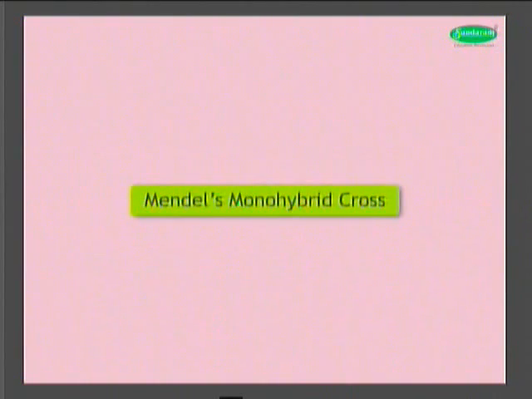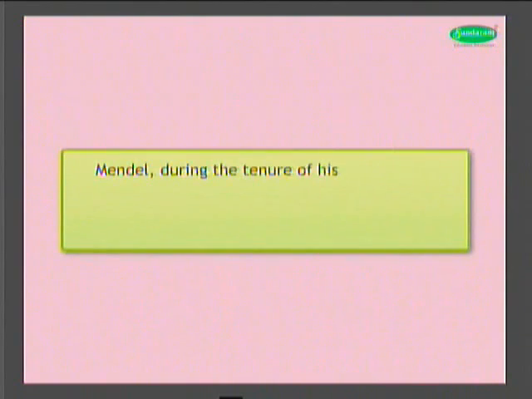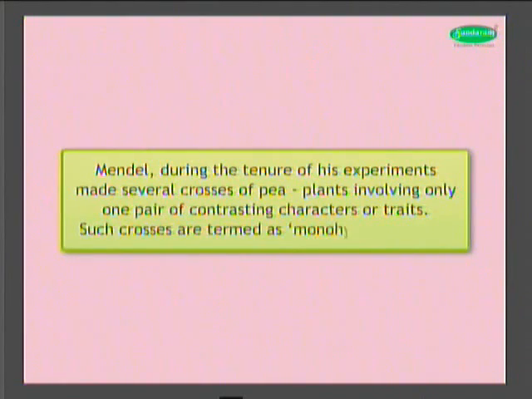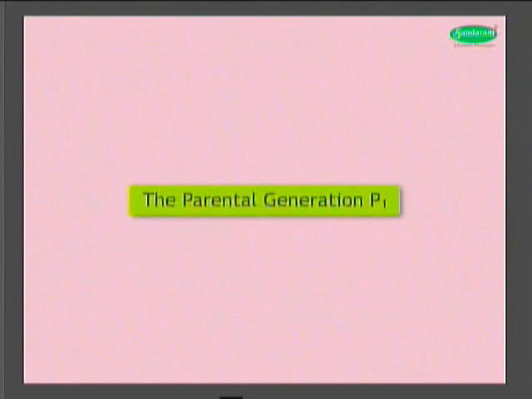Mendel's monohybrid cross. Mendel, during the tenure of his experiments, made several crosses of pea plants involving only one pair of contrasting characters or traits. Such crosses were termed as monohybrid crosses. We shall consider Mendel's cross of red-flowered and white-flowered pea plants as an example to study and understand the monohybrid cross. The parental generation P1, red-flowered and white-flowered pea plants, were used as parents for crossing, and thus they are said to be plants of P1 generation.